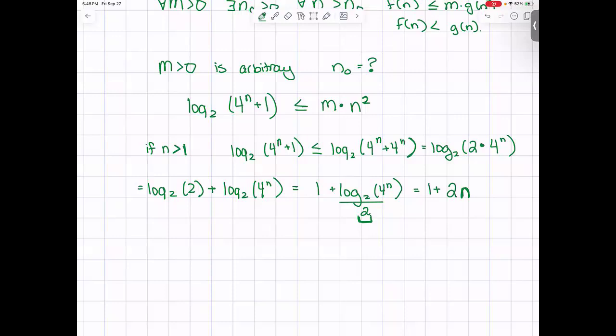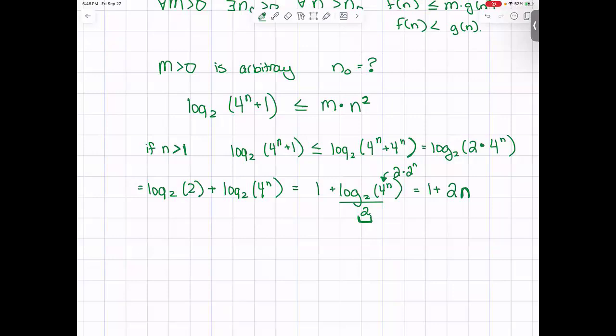Because effectively, a reminder that 4 to the n is basically like saying 2 times 2 to the n. So we could have expanded that one more time out and ended up with log base 2 of 2 plus log base 2 of 2 to the n, which would then allow us to bring down that n factor. So I'm just doing it in one fewer steps.